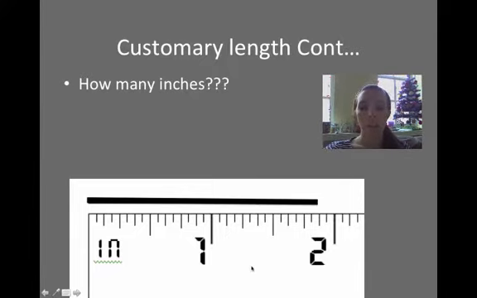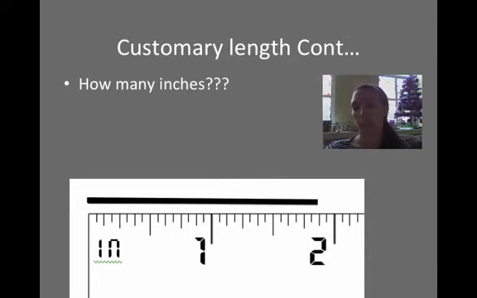Okay, now if you said that it is 1 7/8 of an inch, you would be correct. Because let's see here, there are 1, 2, 3, 4, 5, 6, 7, 8, 9, 10, 11, 12, 13, 14, 15, 16. And this goes to the 14th, so 14 over 16 is the same as 7 over 8, so it is 1 7/8 of an inch.